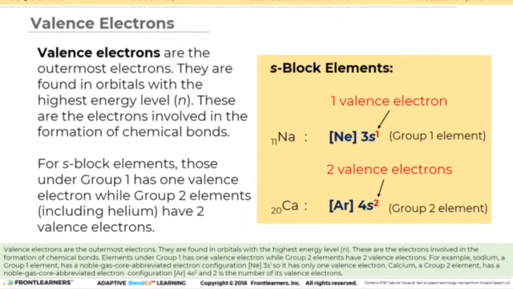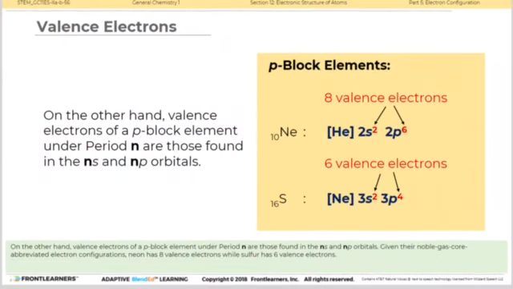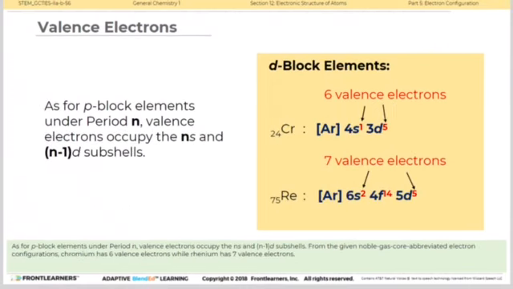On the other hand, the valence electrons of a p-block element under period n are those in the ns and np orbitals. Given their noble gas core abbreviated electron configurations, neon has 8 valence electrons while sulfur has 6 valence electrons. As for a d-block element under period n, valence electrons occupy the ns and the (n-1)d subshells.